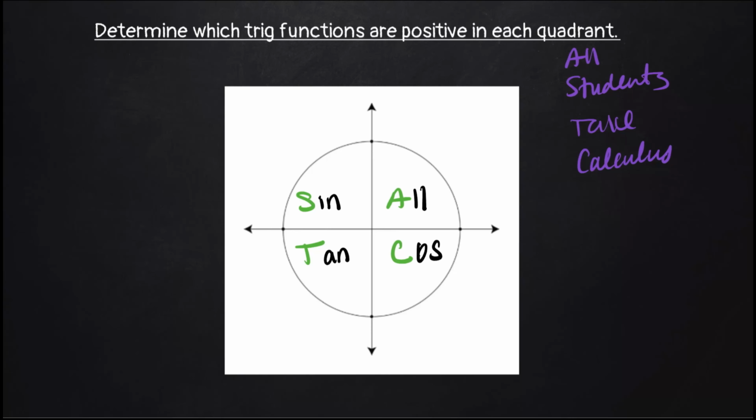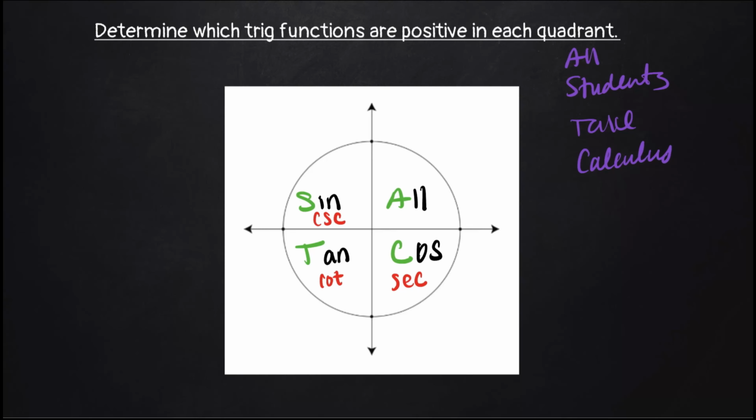Your sine is positive in quadrant 2, as well as its reciprocal, which is cosecant. Tangent is positive in quadrant 3, as well as its reciprocal, which is cotangent. And then cosine is positive in quadrant 4, and its reciprocal is also secant.